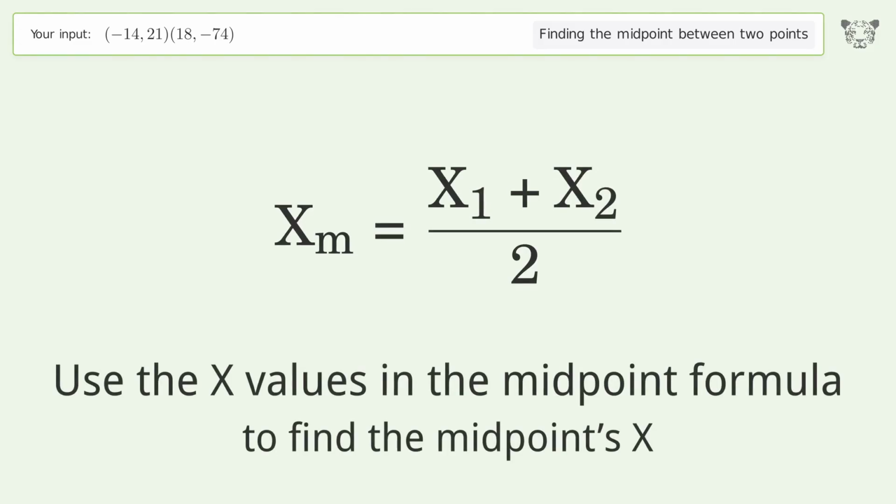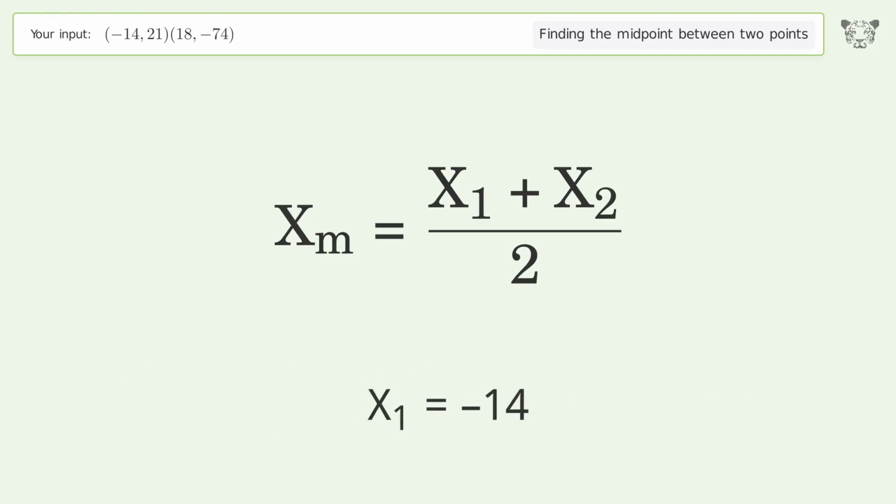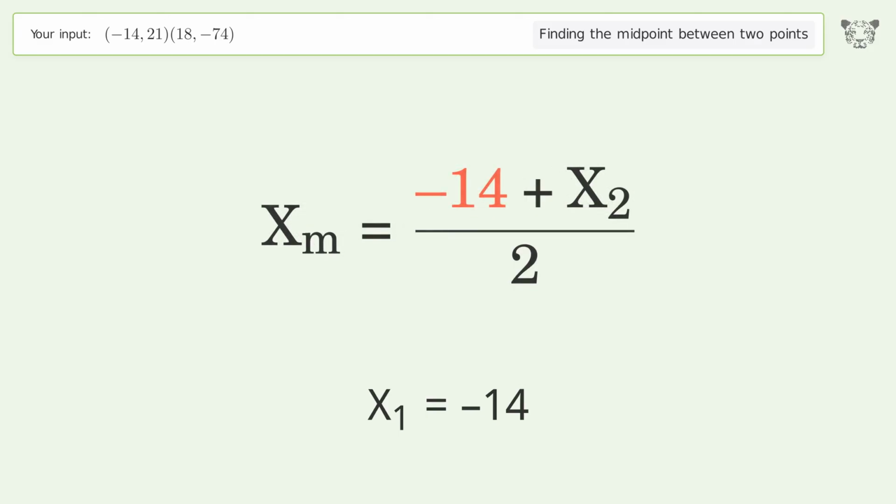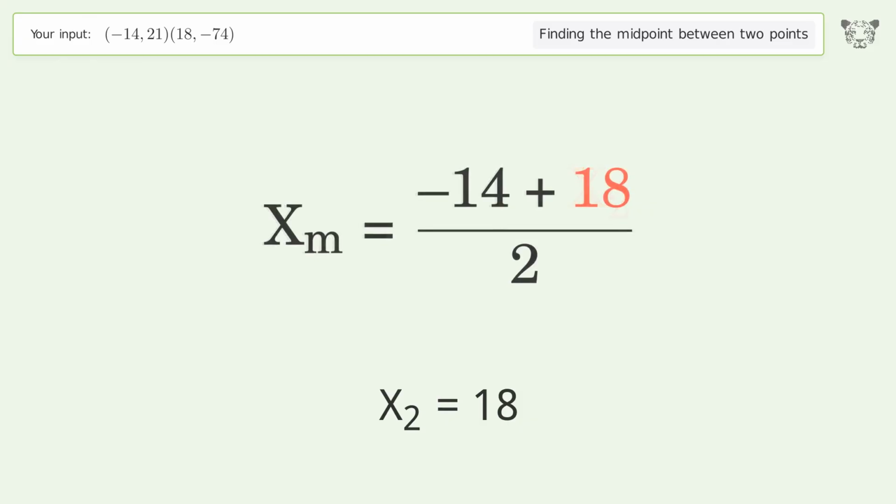Use the x values in the midpoint formula to find the midpoint's x. x1 equals -14. x2 equals 18. Simplify the arithmetic.